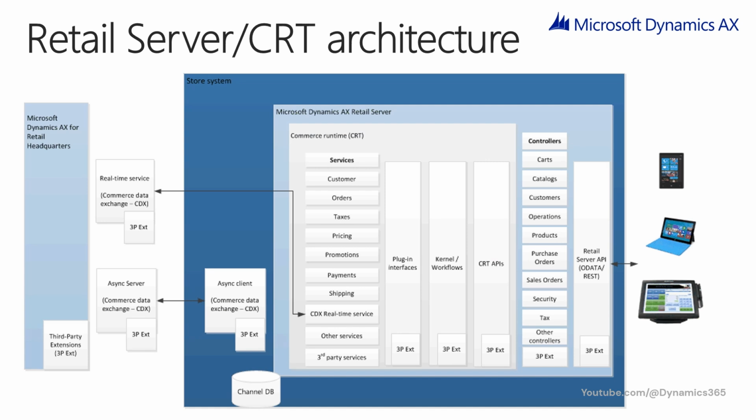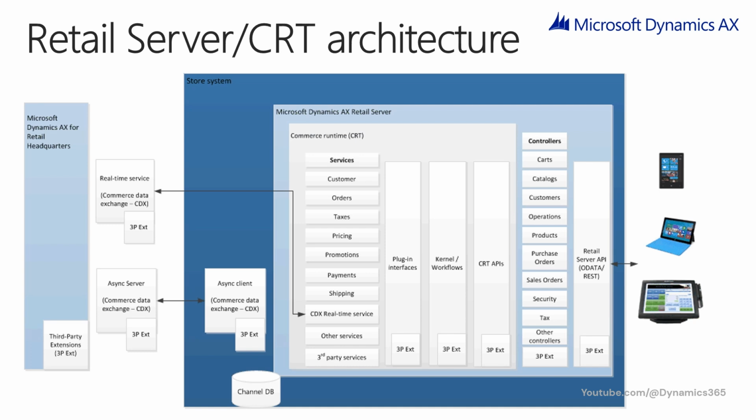This diagram provides an overview of the retail server architecture and how it is used for customization and extensibility of modern POS. The customization first starts with the Microsoft Dynamics AX retail headquarters to free the front-end needs of the modern POS.